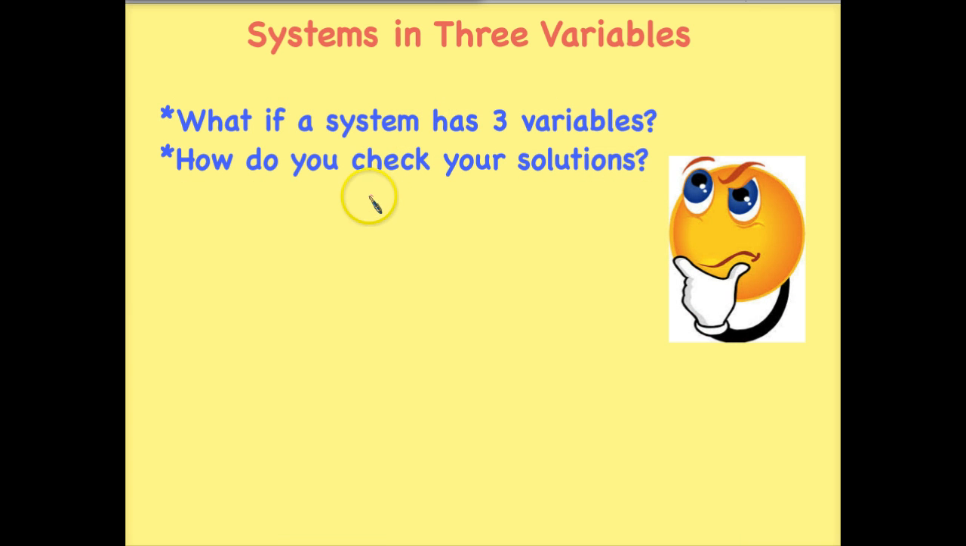So now you know what to do if a system has 3 variables. Isolate a variable and then use substitution. How do you check your solutions? You take your 3 answers and you plug them back in and make sure that each of those functions is true for all of your answers.